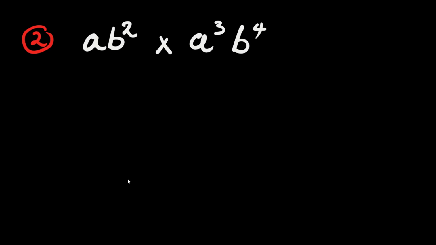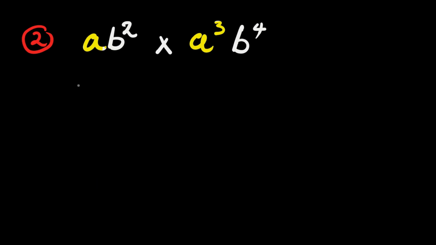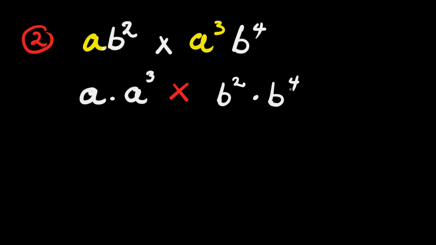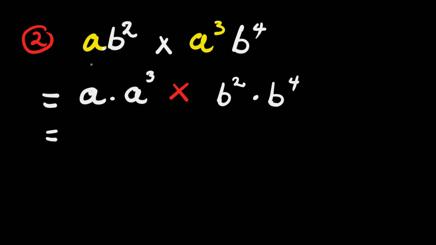The law which states when you multiply the same bases, we add the exponents. So in this case, we have bases a and a being the same, and also b and b being the same. So we can rewrite this like this: a times a to the power 3, multiplied by b squared times b to the power 4. Here we just rewrote it. We just rearranged it. There's nothing much to change. It still looks the same as this one.